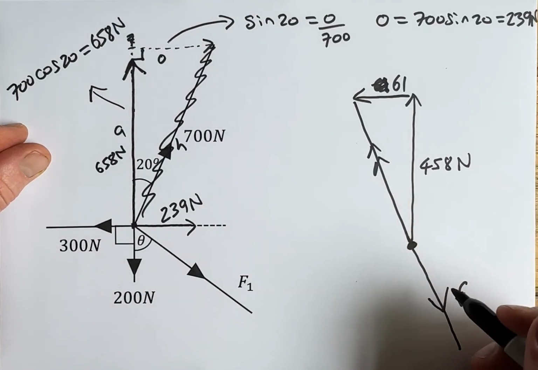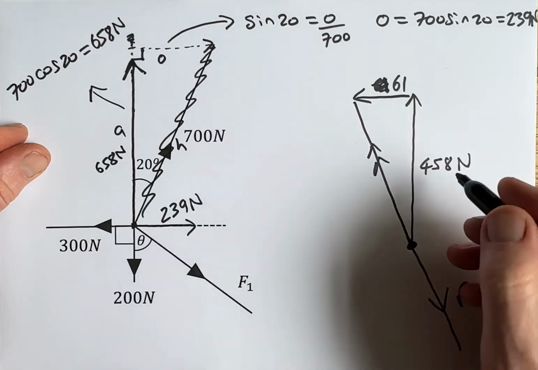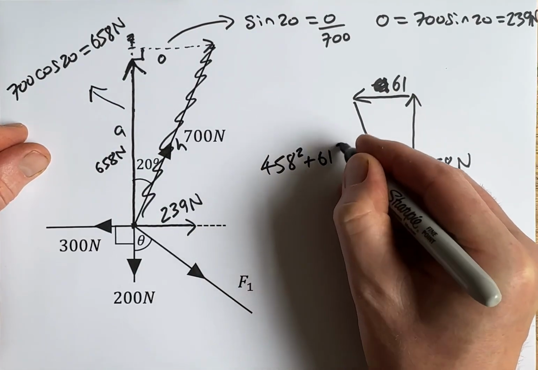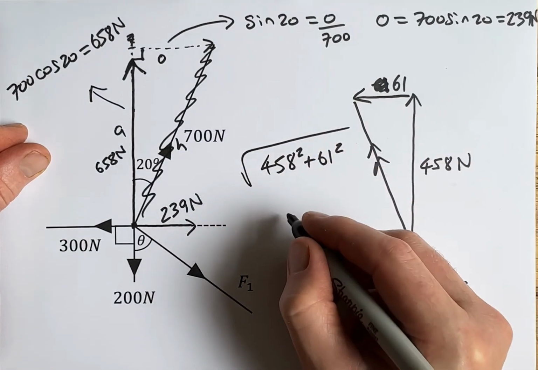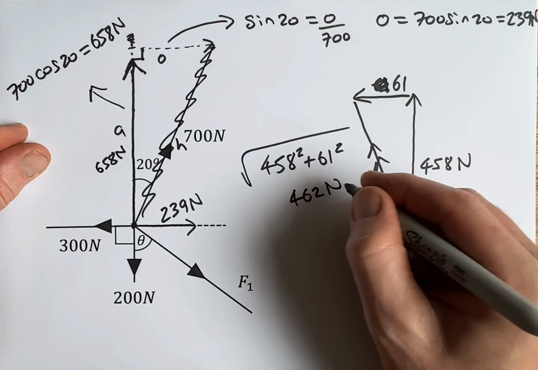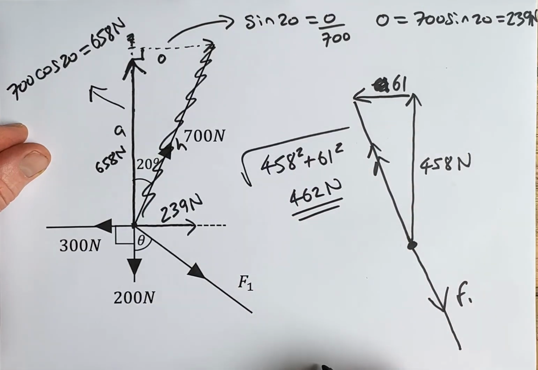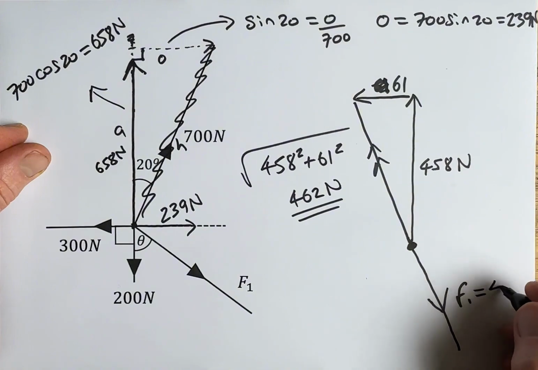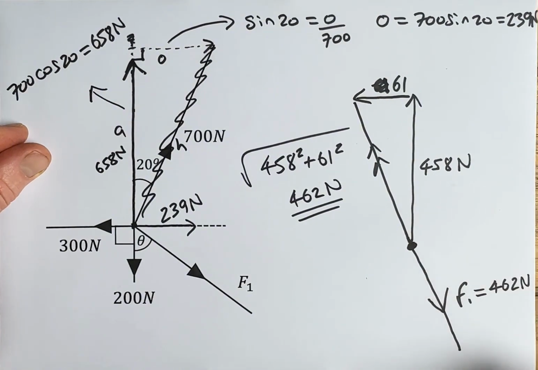So let's work this one out first, just Pythagoras. We've got 458 squared plus 61 squared, then we square root all of that, and that's going to give us 462 newtons if you put that into the calculator. So we know that this is 462, and therefore we know that F1 is 462 newtons, obviously in the opposite direction.